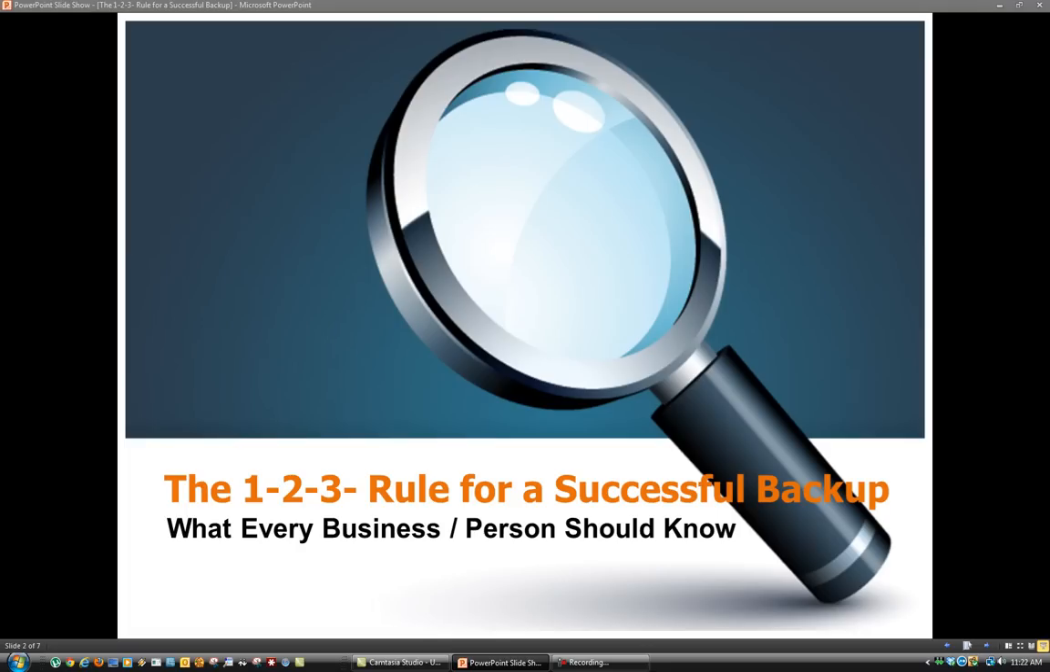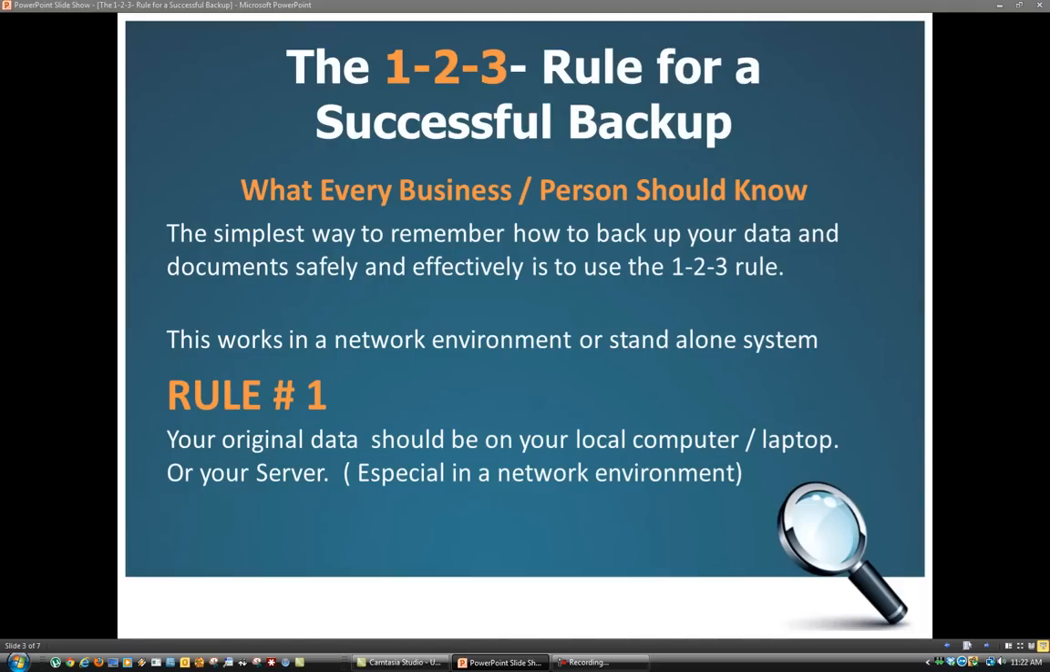So I want to start off by using what I call the 1-2-3 rule for a successful backup. What every business and person should know. The reason that we back our data up on a daily, weekly, monthly basis is in the event of corruption. Lost data and the reproduction of data is costly. So the simplest way to remember how to back up your data and documents safely and effectively is to use the 1-2-3 rule. This works in a network environment or on a standalone system.